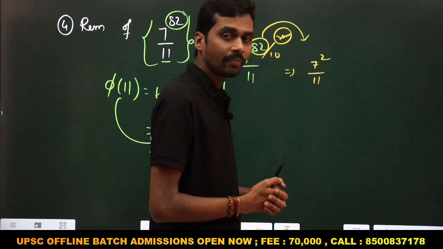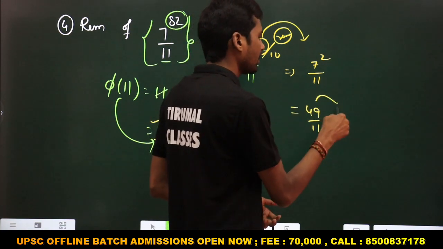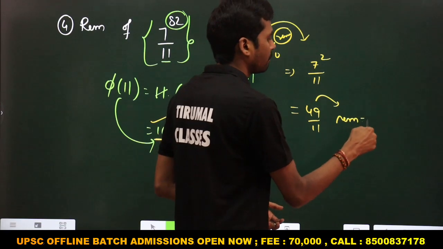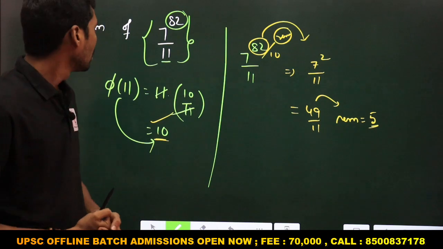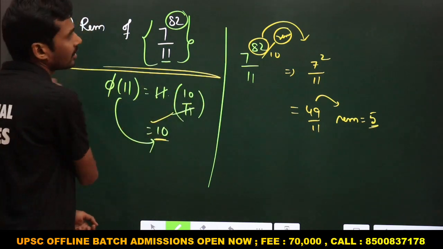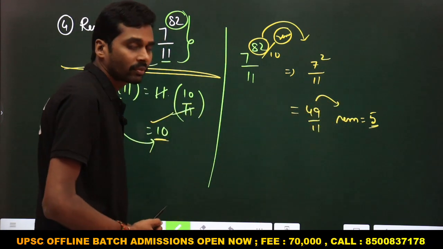So 7 squared divided by 11. 7 squared means 49. 49 by 11, the remainder is 5. So this is your final answer. If I ask you what is the remainder of 7 to the power of 82 by 11, the final remainder is 5. How do you find it?